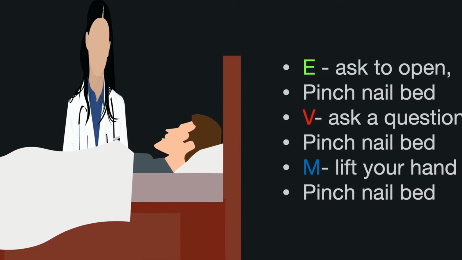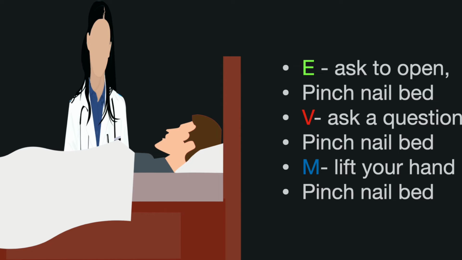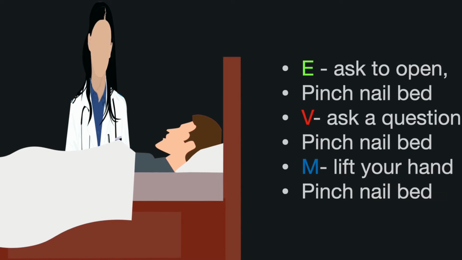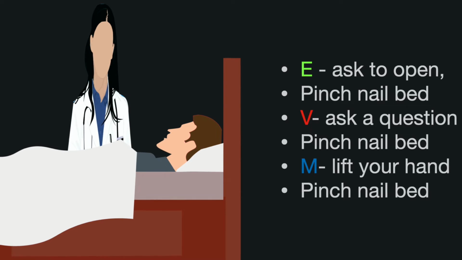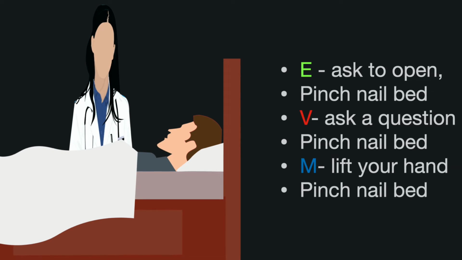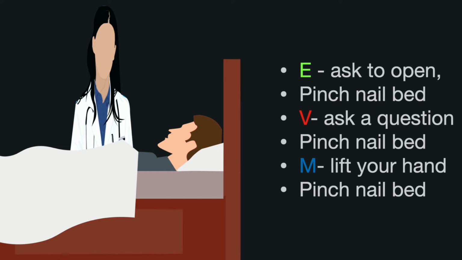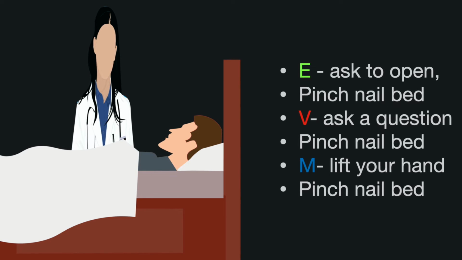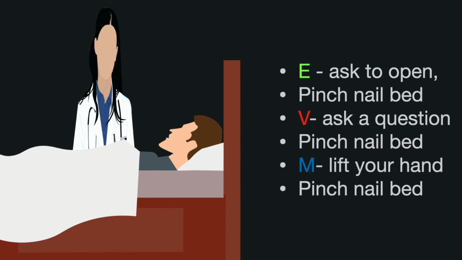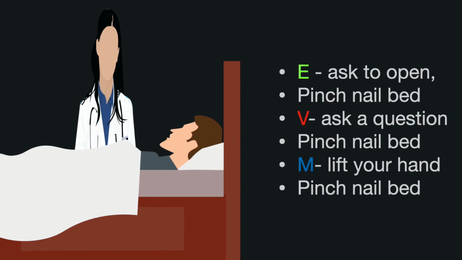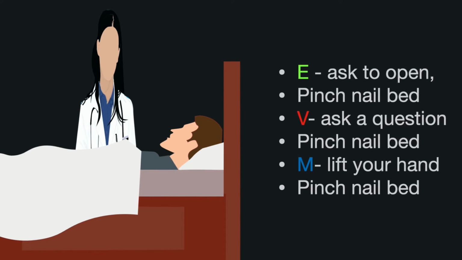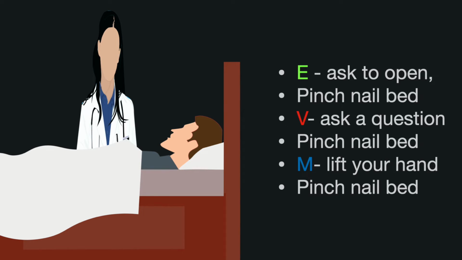Next, you check the motor response. As he's not obeying commands, inflict pain on the right fingernail bed and see if he's flexing or localizing to pain. Now, in this case, the patient pushes your hand away. That would make it a localization of pain, which would be M5. So the GCS in this case would be E2, V2, M5, which is 9/15.